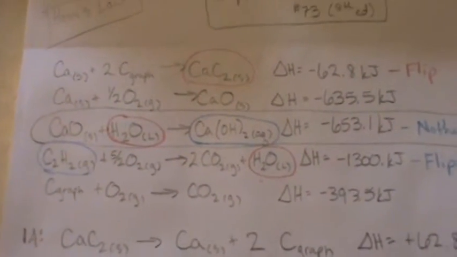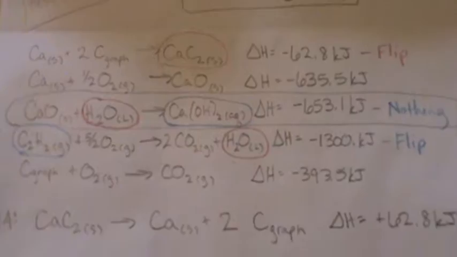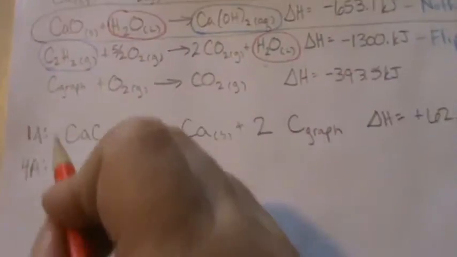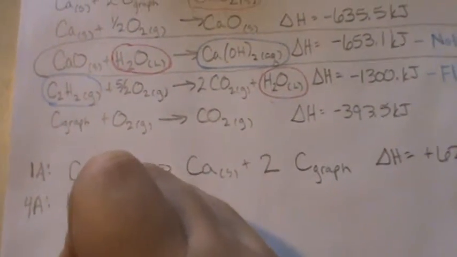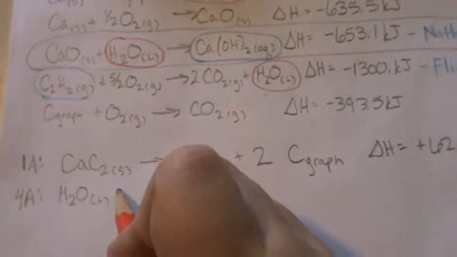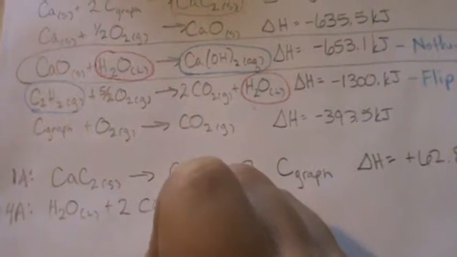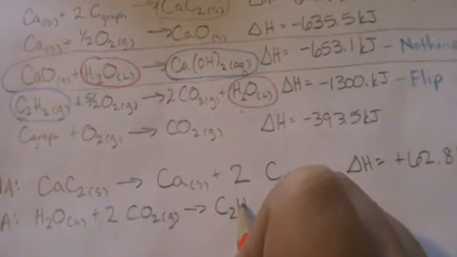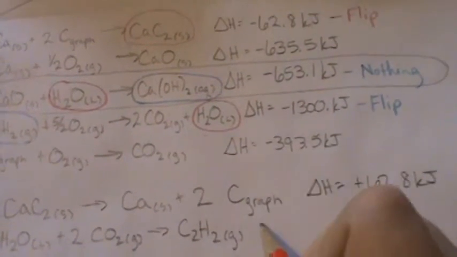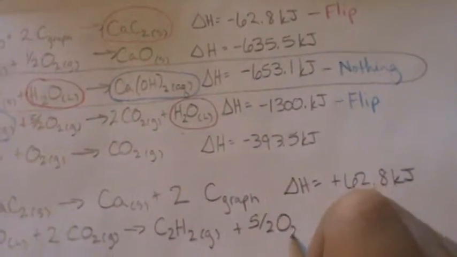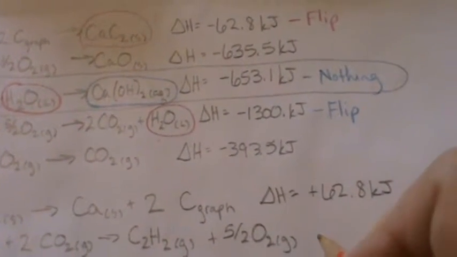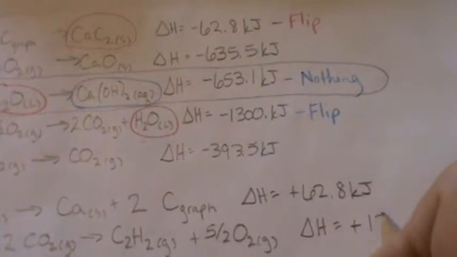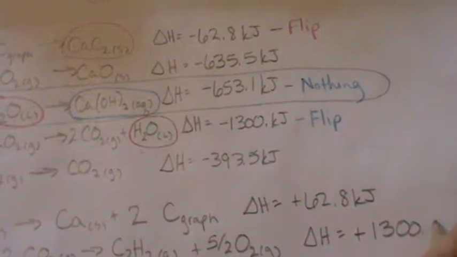All right, the next thing that I need to do is flip my fourth equation. So I'll call that 4A, and I'll flip it over, and it gives me H2O liquid plus 2 CO2 gas yields C2H2 gas plus 5/2 O2 gas. Now since I flipped it, I need to flip my delta H, so that becomes positive 1,300 kilojoules.